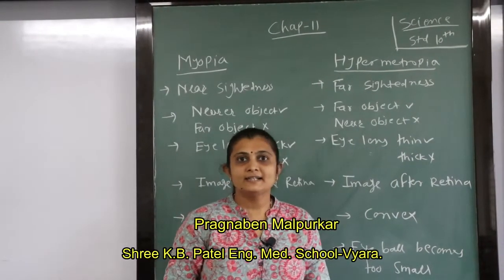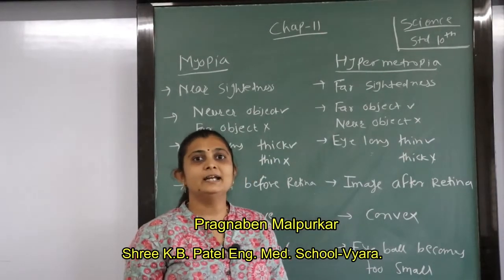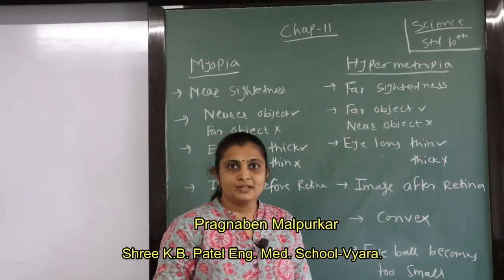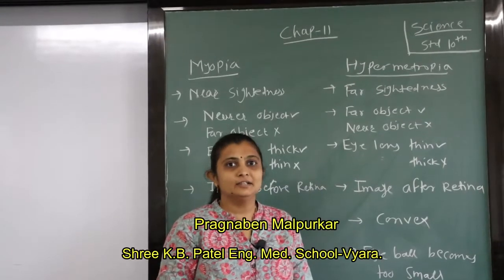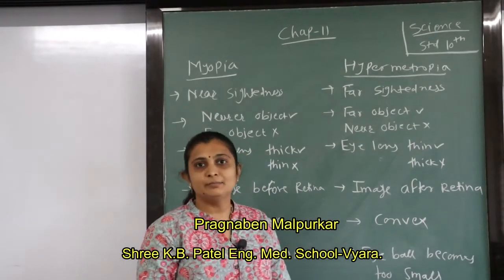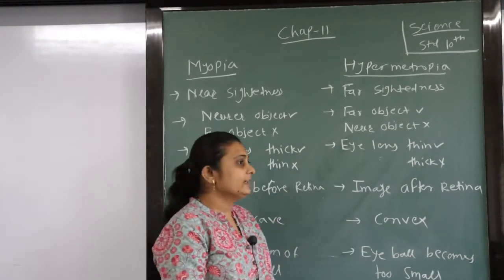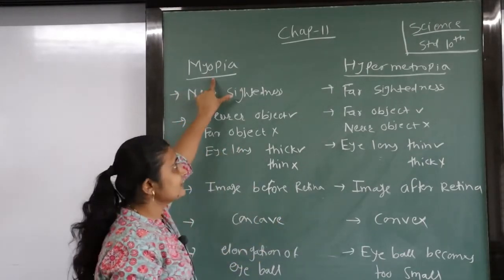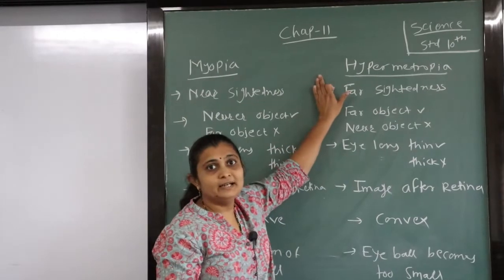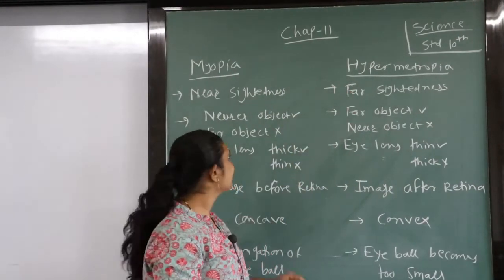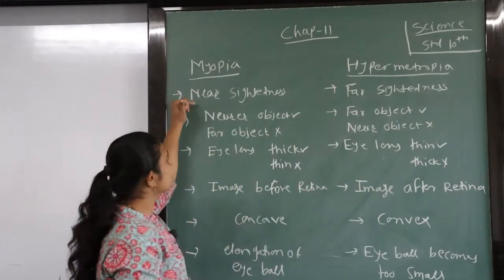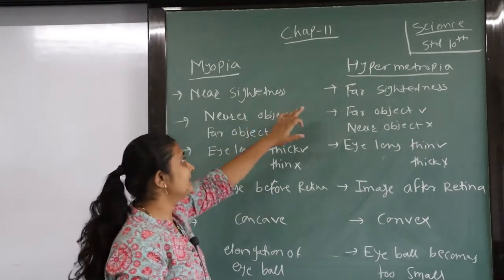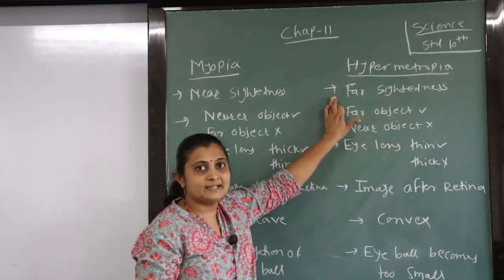Students, we started chapter 11, the human eye and colorful world, and we have completed the topic myopia and hypermetropia. We take a look at this topic again. Now, what are myopia and hypermetropia? This is the difference between the two defects. Myopia is also called nearsightedness and hypermetropia is also called farsightedness.